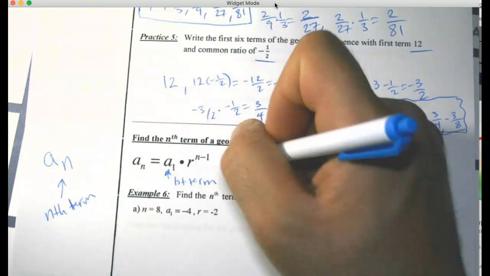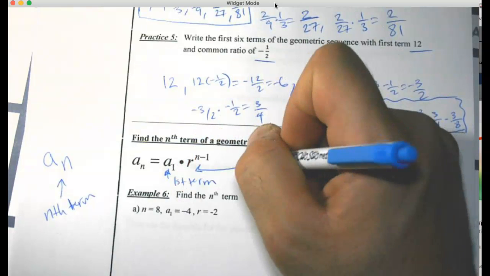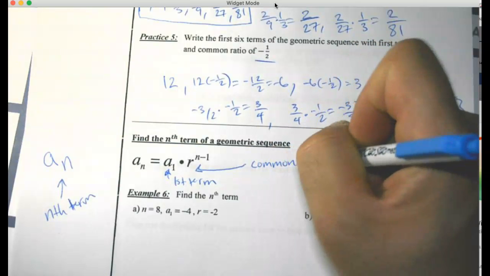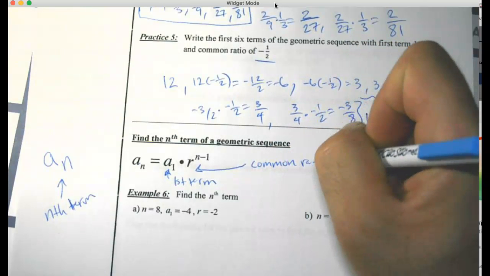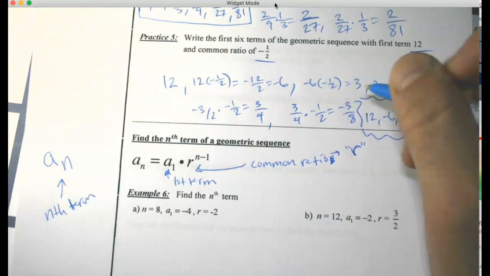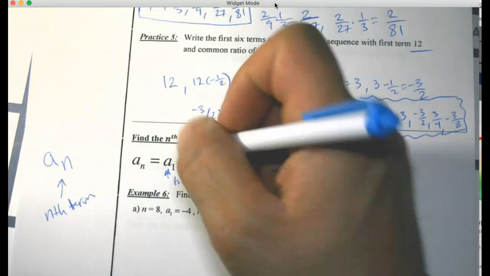r is different though, right? r is a common ratio. It's the number I multiply by. r is your common ratio. And then here, n minus 1, remember n is your term number, right?